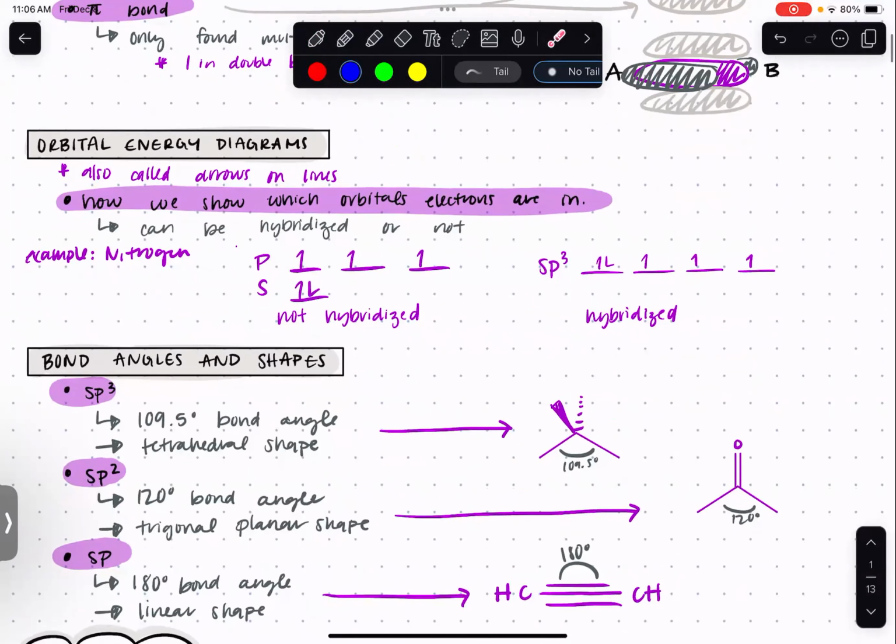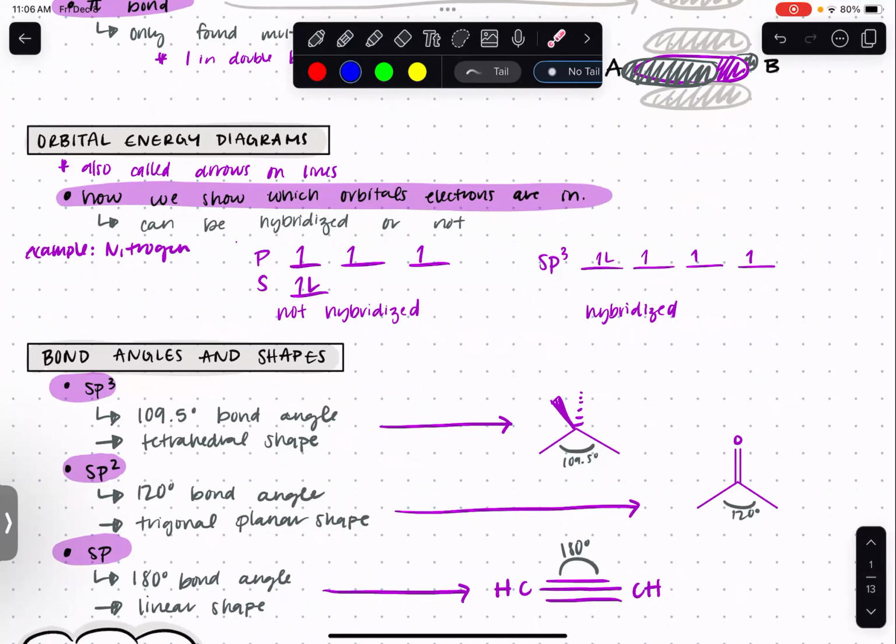So then moving on to orbital energy diagrams. These are also going to be called arrows on lines in some of your problems. That's typically how she refers to them. It's how we show which orbitals our electrons are in, because when molecules form, things are not going to stay just in an s orbital or a p orbital. Most of the time we're going to have some hybridization happening, because it's going to make it a little bit more stable.